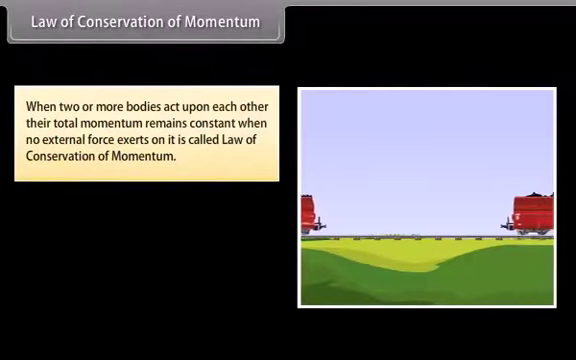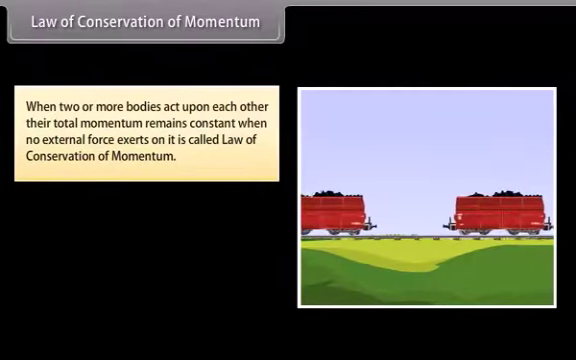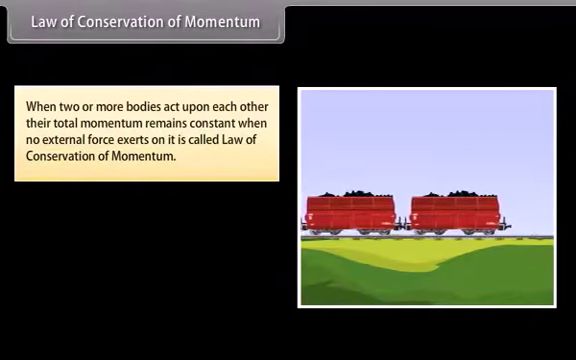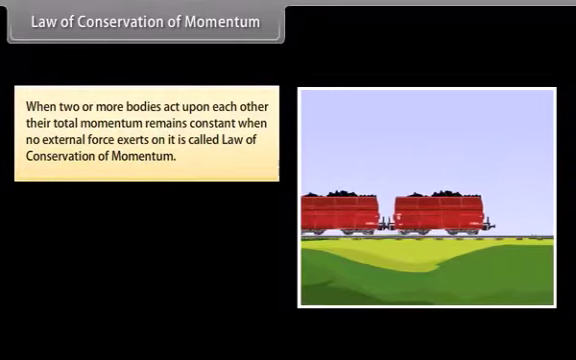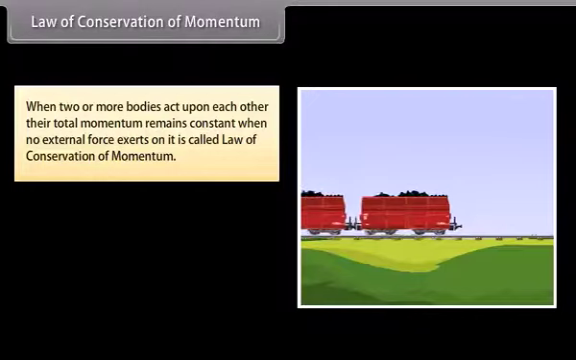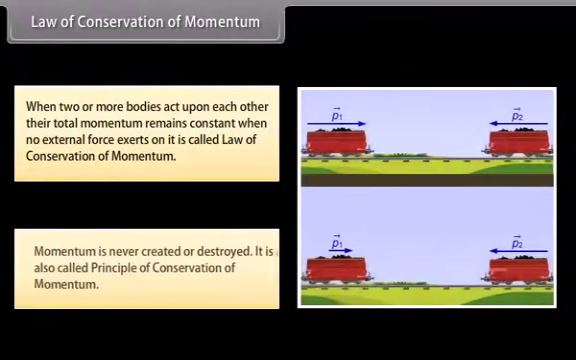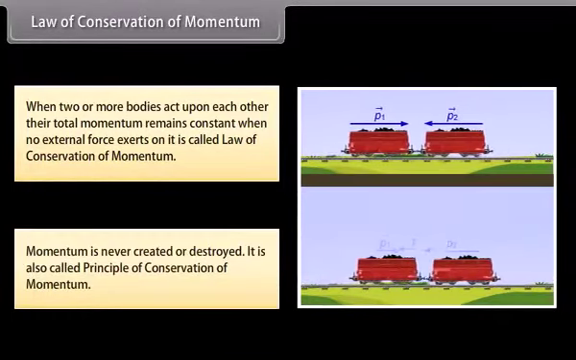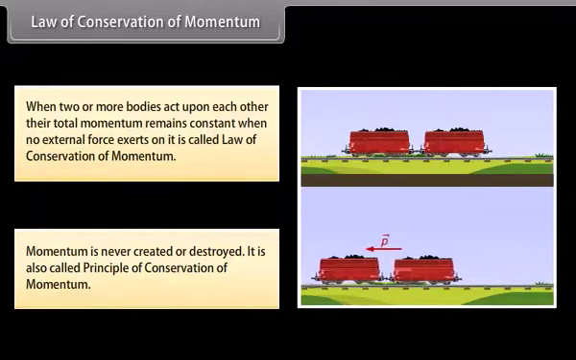Law of conservation of momentum. When two or more bodies act upon each other, their total momentum remains constant when no external force acts on them. This is called the law of conservation of momentum. Momentum is never created or destroyed. It is also called the principle of conservation of momentum.